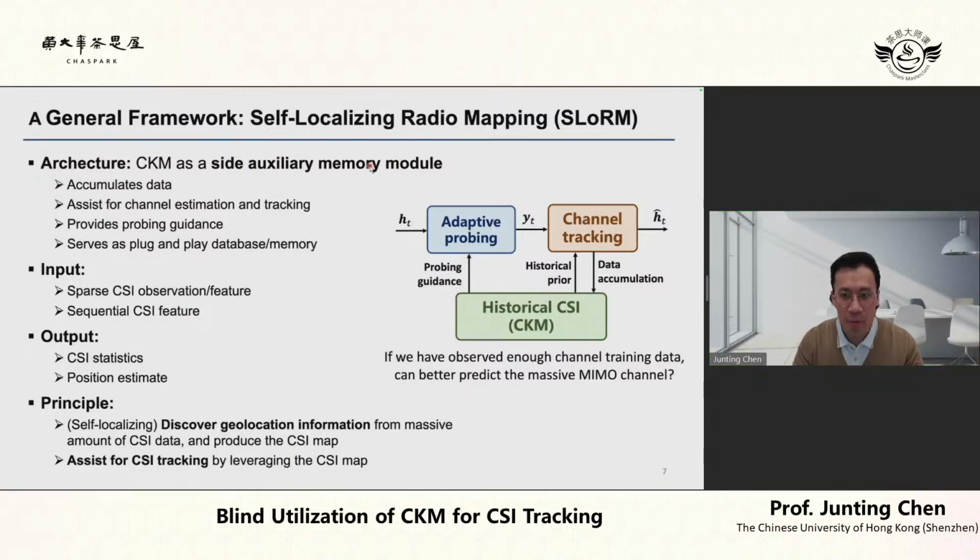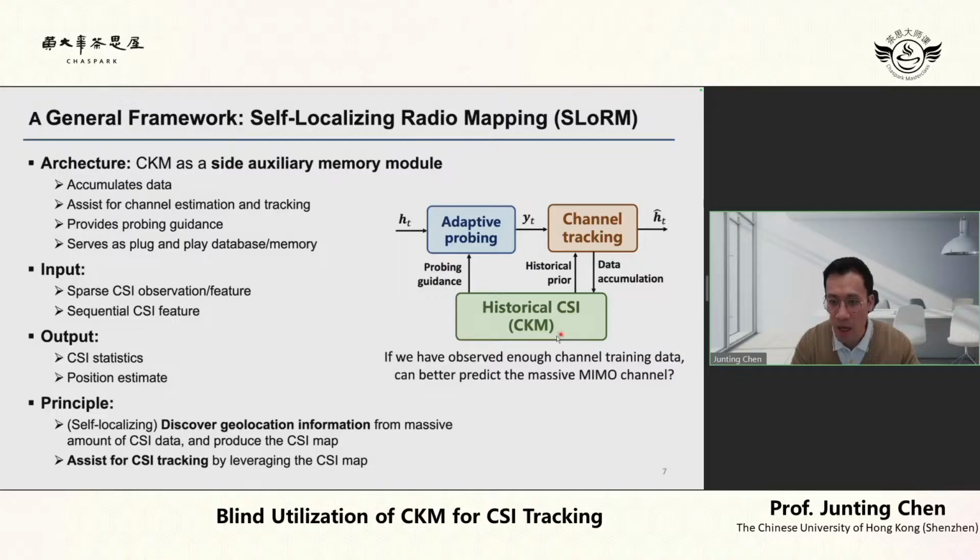So a general framework can be the following. We have the conventional pipeline for channel estimation. And then we imagine CKM as a side auxiliary memory module. It is a module that tries to supply information that assists channel estimation, and also provides some guidance for the probing strategy to find where the user is. And then eventually, we prefer this architecture because it may have the benefit that it can serve as a plug-and-play database or memory.